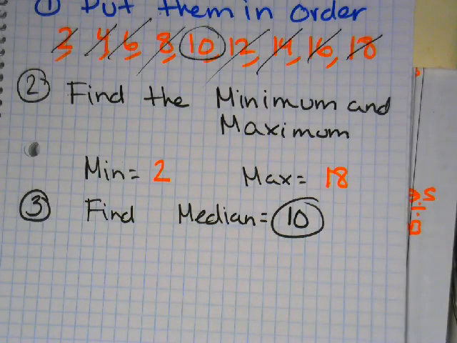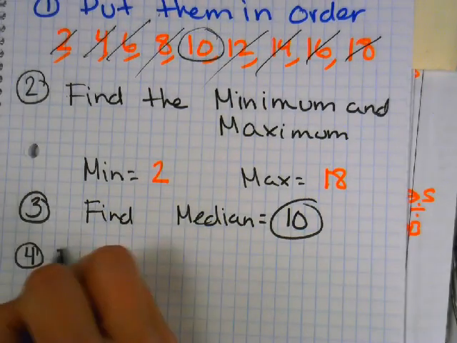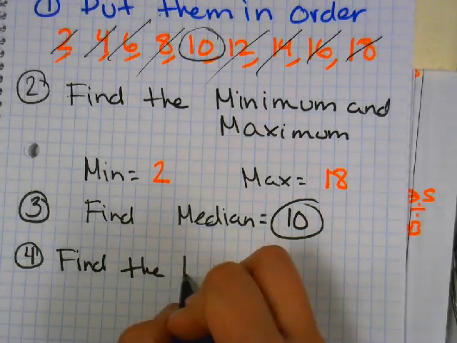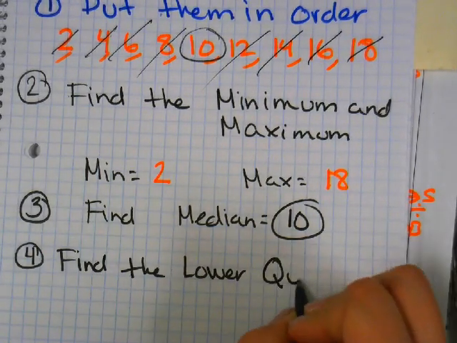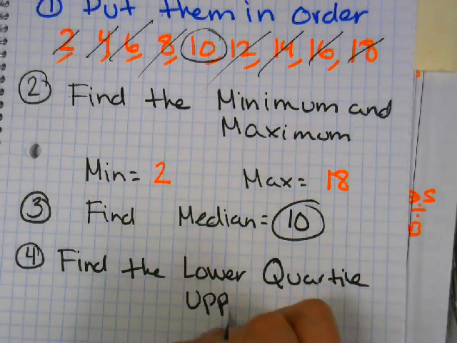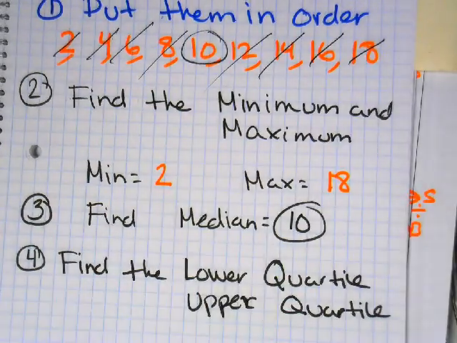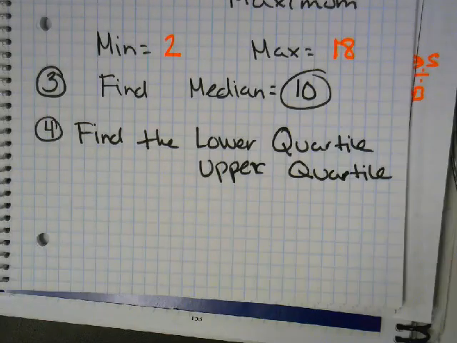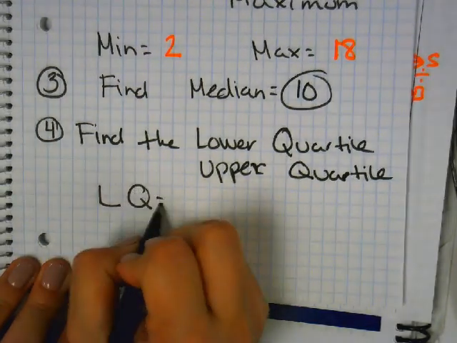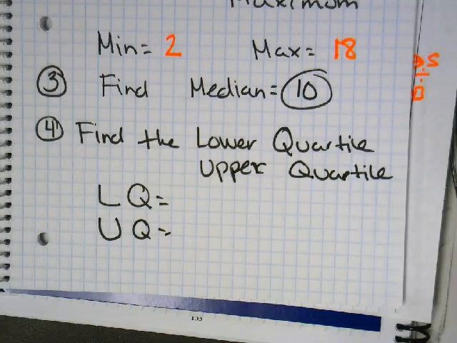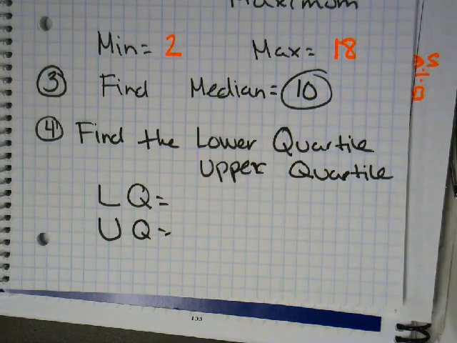So far, so good? Okay. Now comes the new vocabulary. But the math is actually easy. The vocabulary is hard, not the math. So now you're going to step 4. Find the lower quartile and upper quartile, and we abbreviate it as LQ and UQ. Upper quartile, lower quartile. The vocabulary is what makes it hard, not the math.